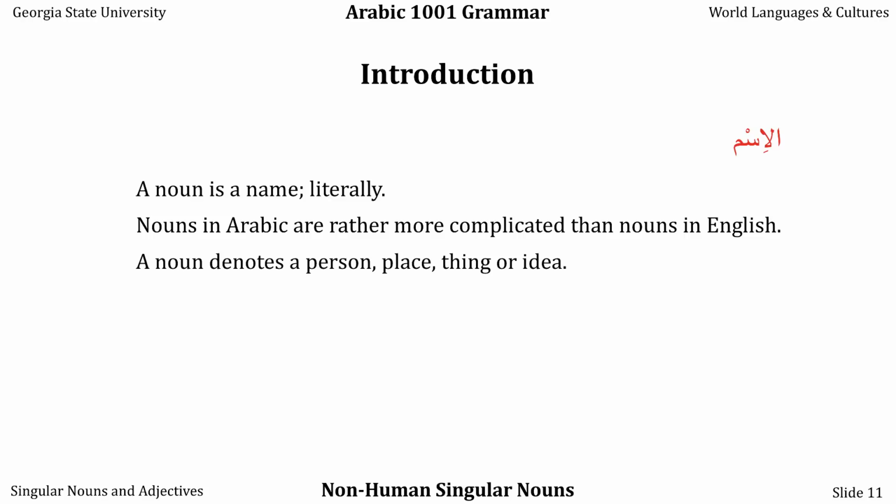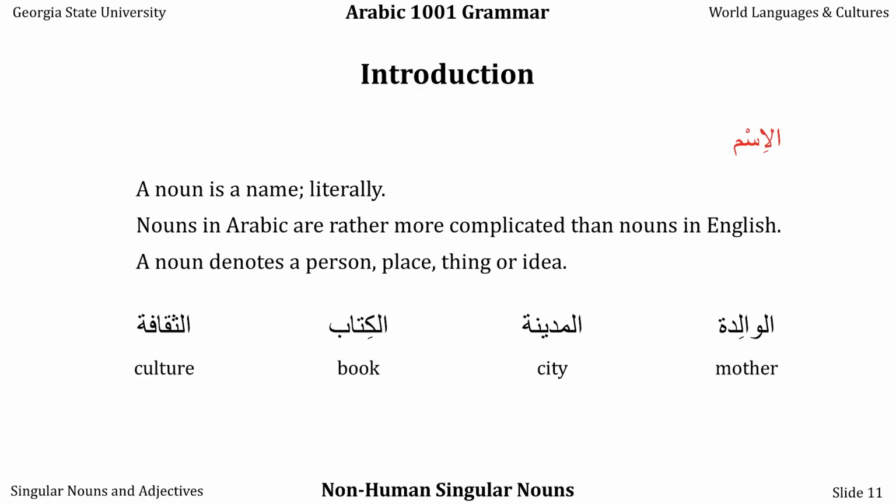A noun denotes a person, a place, a thing, or an idea. Umm is a mother, a person. Notice that she ends with ta marbuta, so we know she's a woman. A Medina is a city, also a feminine noun because it ends with ta marbuta. We already know the word kitab for book, but I've put the al in front of it to make it the book. And at the end here we have a thaqafa, culture, an idea, which also ends in ta marbuta, so we know it's a feminine noun.